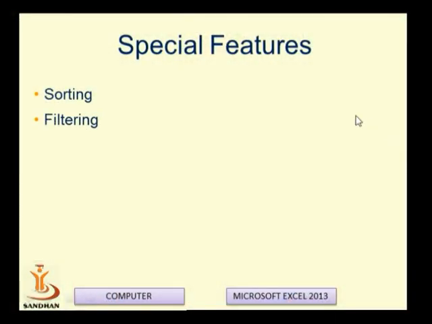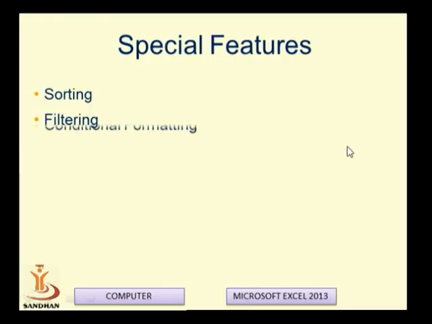Another feature is filtering, which we have shown. Auto filter and advanced filter options are available in Excel in order to capture data, if you have a large amount of data and want to find the data that matches the criteria. So by using advanced filter we can find the data that matches the criteria.